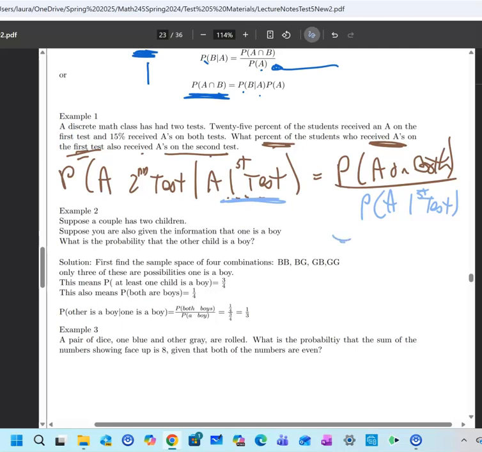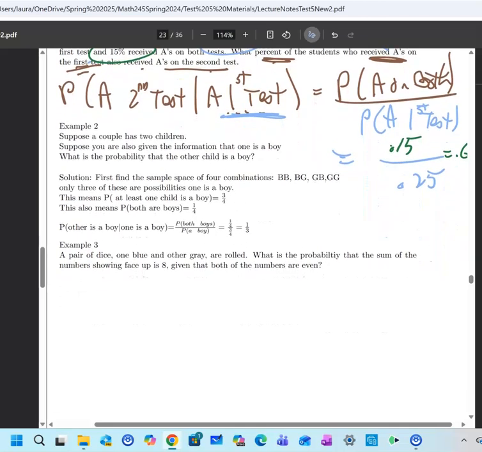Let's look back at the information we've got. Who got an A on the first test? That was 25%, so that's the denominator. I'll just write it as 0.25. And who got an A on both tests? That's the 15%. So that gives us 0.6. That's the proportion of people who got an A on the second test, given that they got an A on the first test.